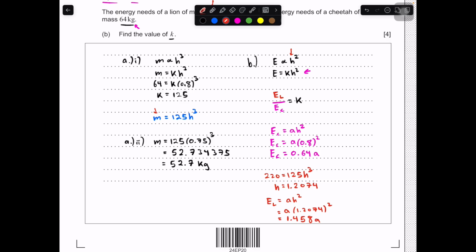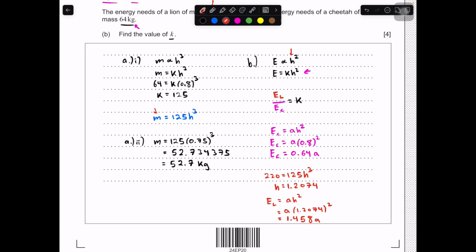Alright, so going back up here, we know the energy needs of the line in terms of A. We know the energy needs of the cheetah in terms of A. If we can find the energy needs of the line divided by energy needs of the cheetah, then we could see how many times greater it is. This is 0.64A. This is 1.458A. How many times greater is it? Let's go ahead and find out.